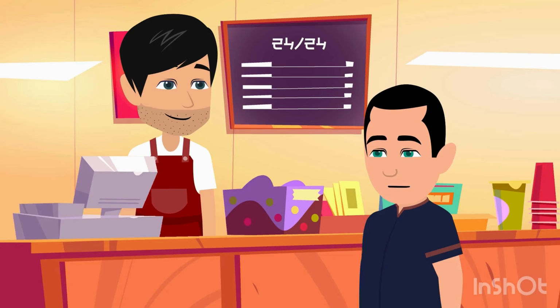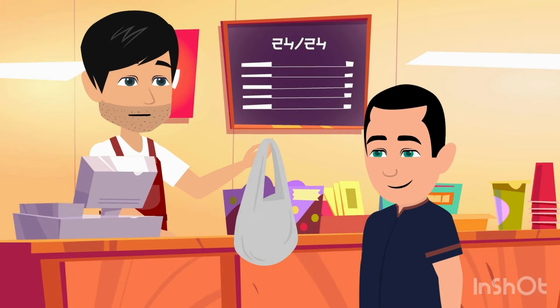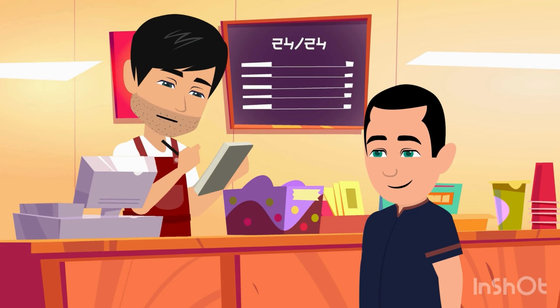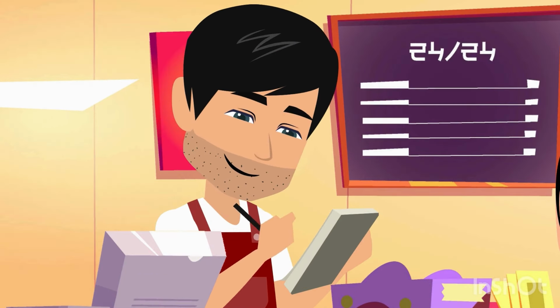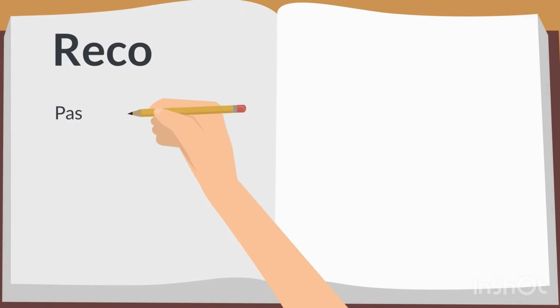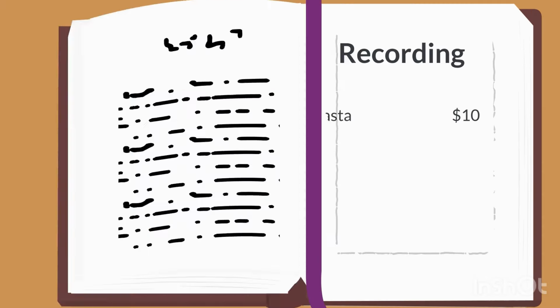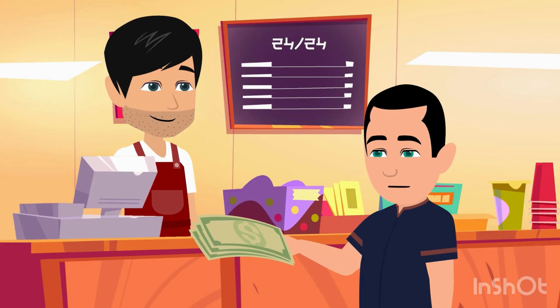Hello, Uncle. I need a pack of pasta. Okay, Beta. Here, Beta, your one pasta pack for $10. Let me write this in my register. Here's $10, Uncle. Thank you.